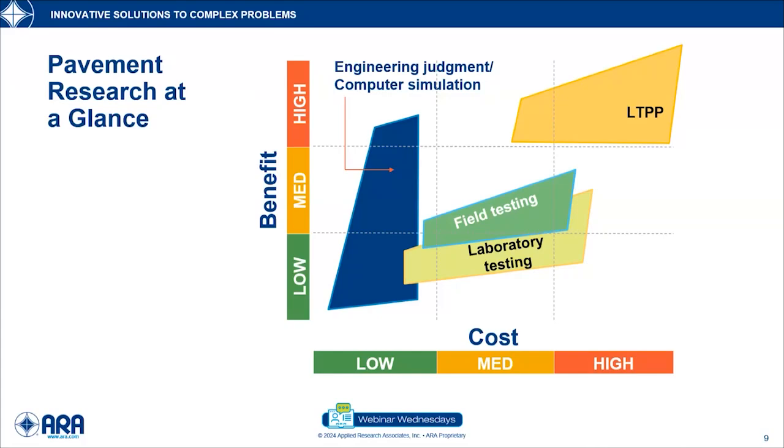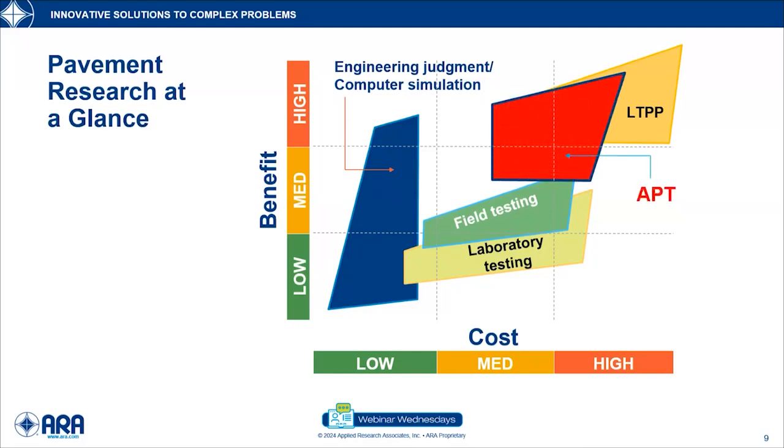is the time. So we know that experiments or engineering judgment and computer simulation and lab and field will take a little bit of time, but LTPP will definitely take a significant amount of time to be able to get those benefits. So where does APT fit?